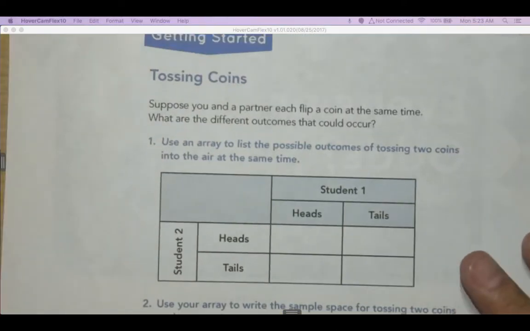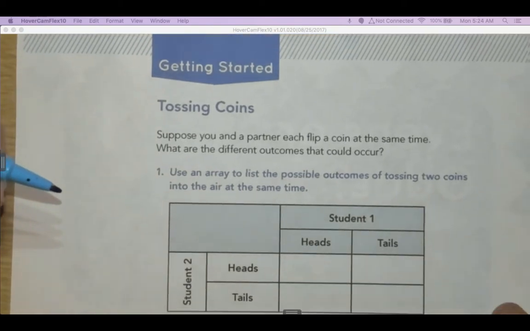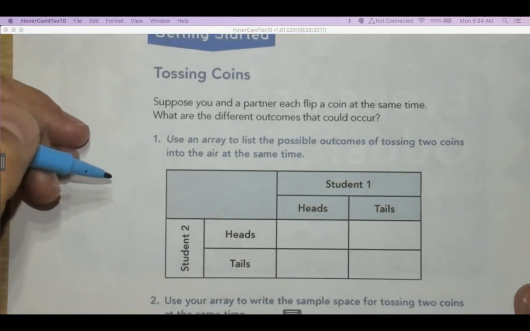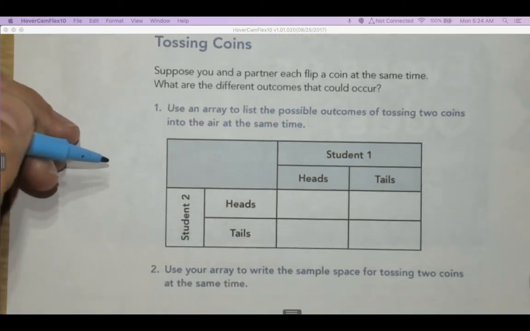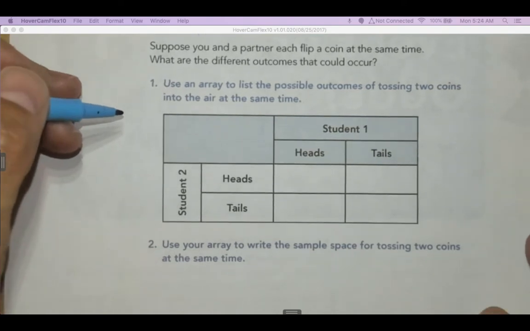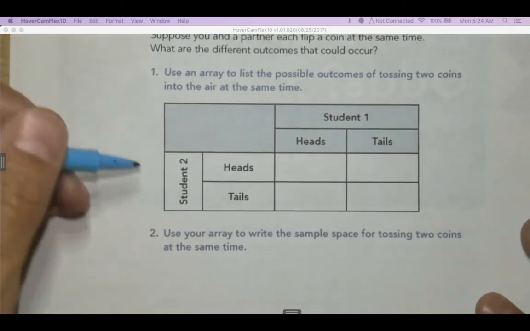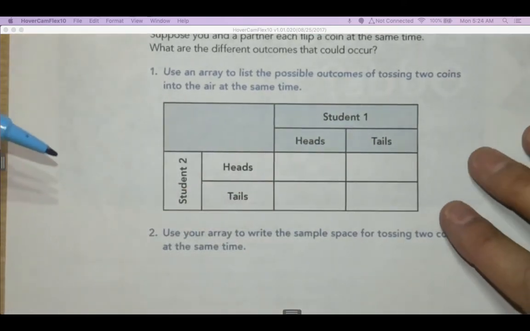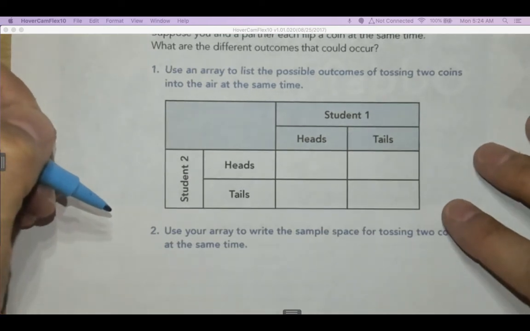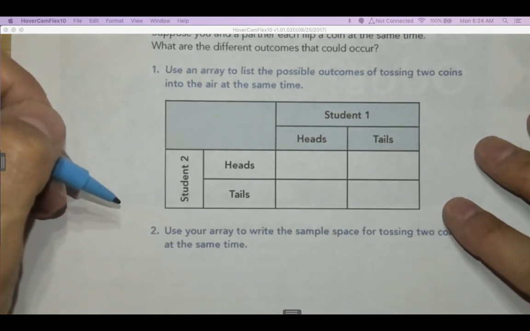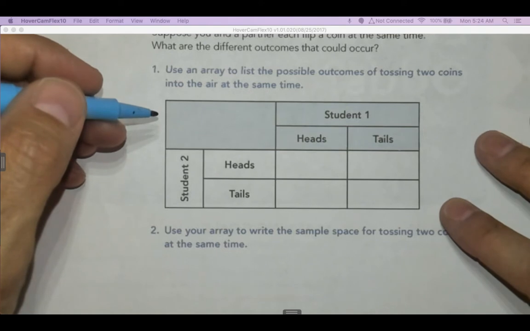All right, getting started, tossing coins. Suppose you and your partner each flip a coin at the same time. What are the different outcomes that could occur? Use an array, that's what this is right here, to list the possible outcomes of tossing two coins into the air at the same time. Okay.